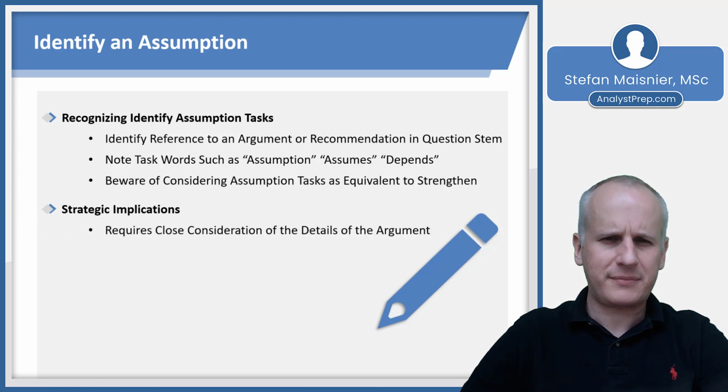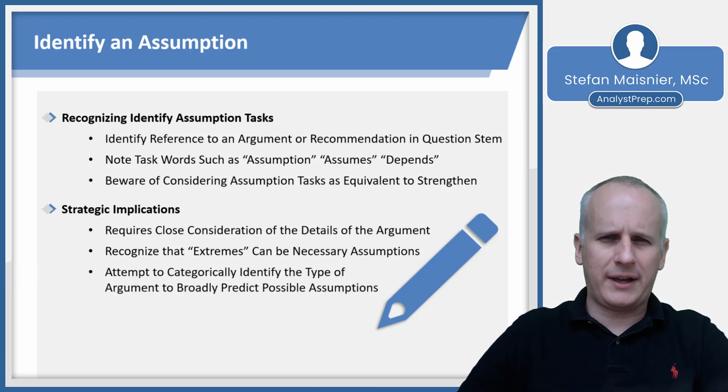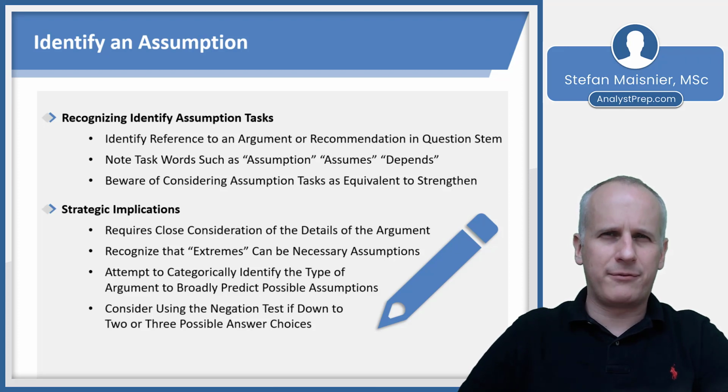Now, strategically, you will want to pay especially close attention to the details of the argument when it comes to assumption tasks. You want to also recognize that extremes, quote unquote, can be necessary assumptions. So don't eliminate answer choices when you're being asked to find an assumption that seem like they are extreme, because the extreme may be necessary. You'll also, as we've been talking about in other lessons, want to try to categorically identify the type of argument to broadly predict what a possible categorical assumption might be. And you could use something called the negation test that we'll look at in a little bit to further eliminate answer choices when you get down to 2 or 3 options.